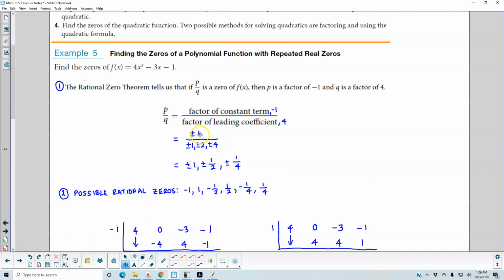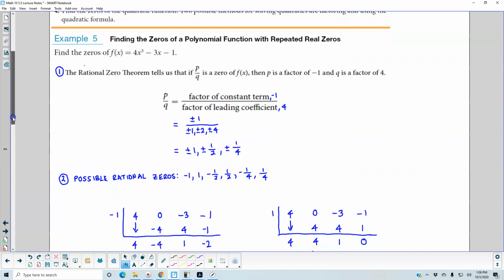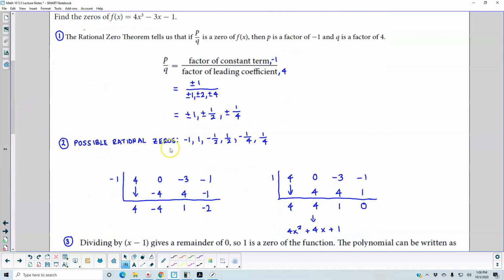If we divide the numerator by each denominator, we end up with plus or minus 1, plus or minus 1/2, and plus or minus 1/4. So, if we list all the possible rational zeros from this list, we get negative 1, 1, negative 1/2, 1/2, negative 1/4, and positive 1/4. If we try the first rational zero, which is negative 1, let's go ahead and use synthetic division.